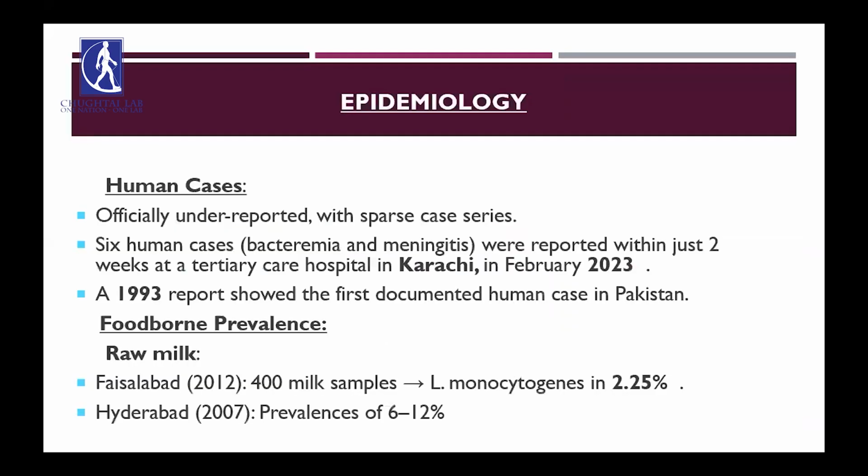So this is epidemiology in Pakistan. Listeria is officially underreported with sparse case series. Six human cases were reported in Karachi in a local tertiary hospital in February 2023. A 1993 report showed the first documented human case in Pakistan. Coming towards foodborne prevalence, especially raw milk, in Faisalabad in 2012, of 400 samples, the prevalence was 2.25%. In Hyderabad in 2007, the prevalence was 6 to 12%.